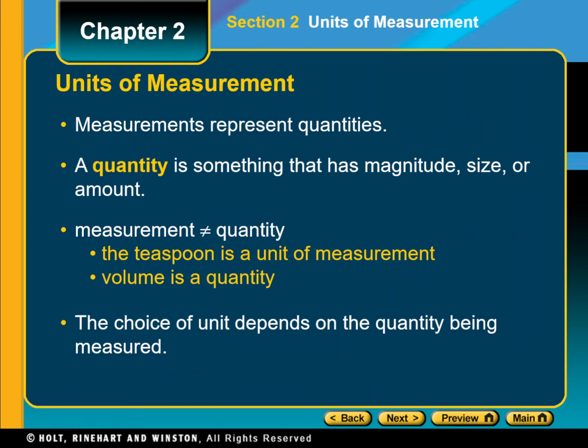Nearly every measurement is a number plus a unit. The choice of unit depends on the quantity being measured. A quantity is not the same as a measurement. A quantity is something that has magnitude, size, or amount. For example, the quantity represented by a teaspoon is volume. The teaspoon is a unit of measurement, while volume is the quantity. Units of measurement compare what is measured with a previously defined amount.